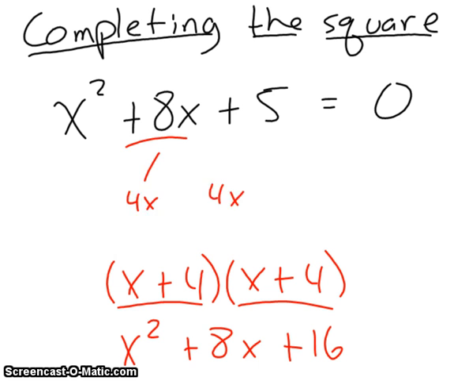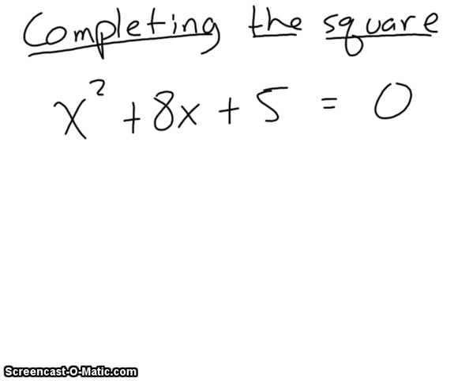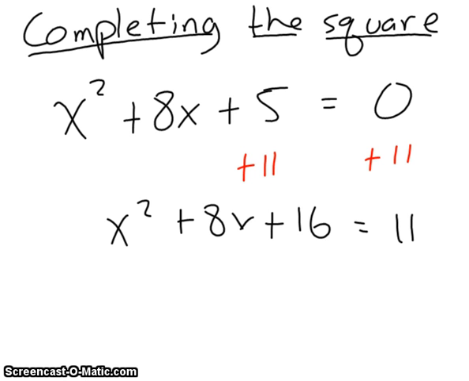So that's what I'm going to do. I'm going to change my 5 into 16. So I'm going to add 11 to both sides. Okay, that gives me x squared plus 8x plus 16 equals 11. Now, because 16 is 4 squared and 8 is half of 4, I get my two factors to be x plus 4 and x plus 4.